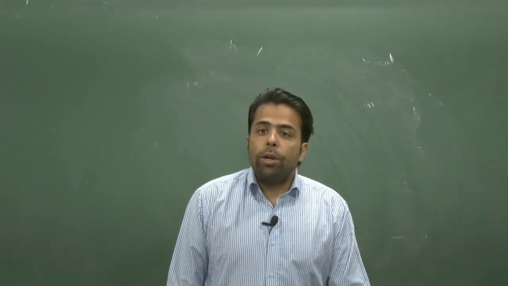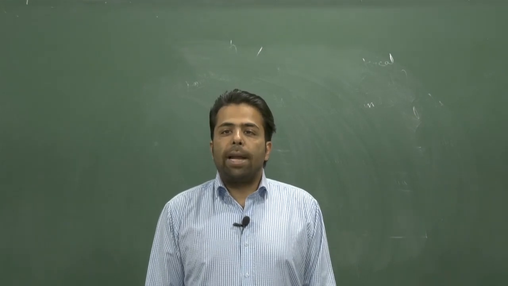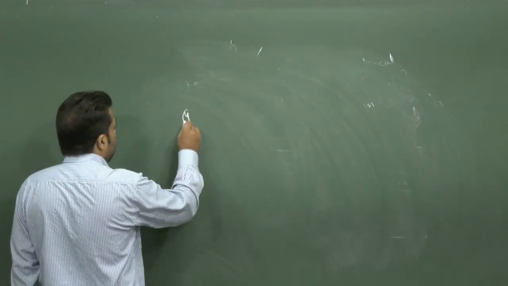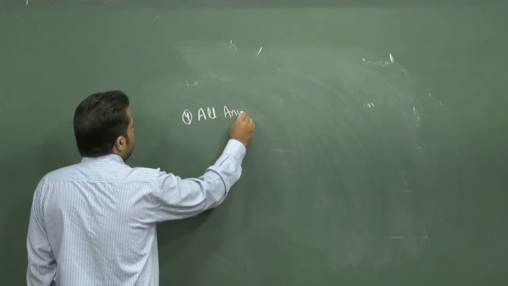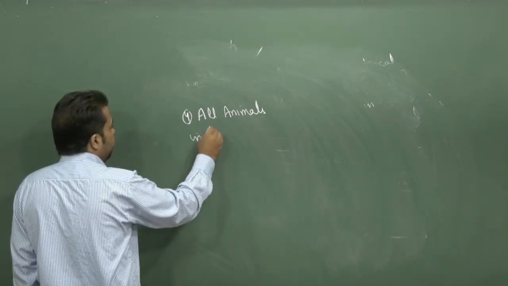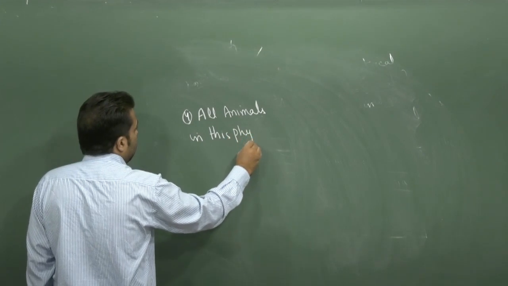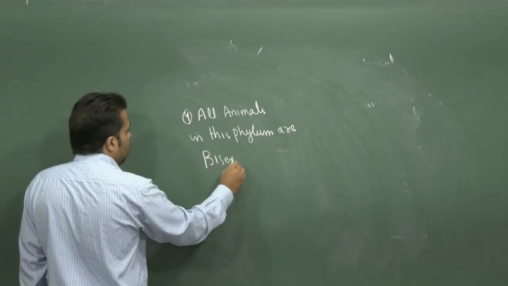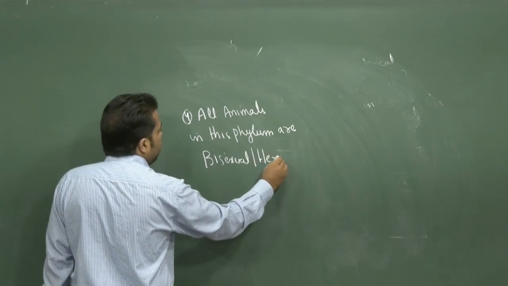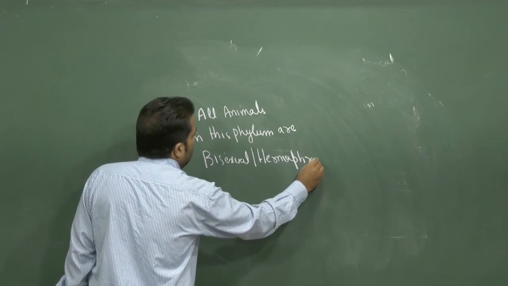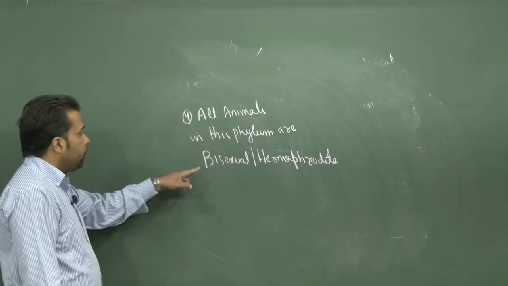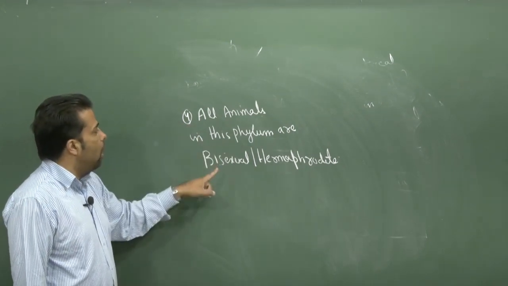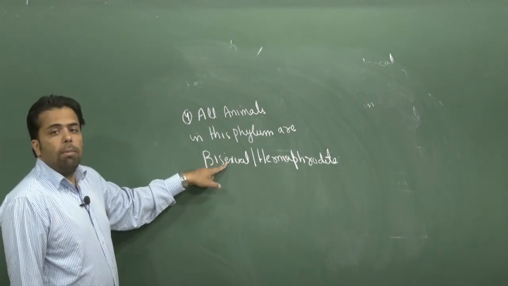So, dear students, we are discussing the specialized features of phylum Platyhelminthes. We have discussed excretory cells, nervous system. Now the last point in this is: all animals in this phylum are bisexual or hermaphrodite. That is, they form both the gametes, male as well as female. So they are bisexual, hermaphrodite. So all the animals in this phylum are bisexual or hermaphrodite. They are carrying both male and female gametes.